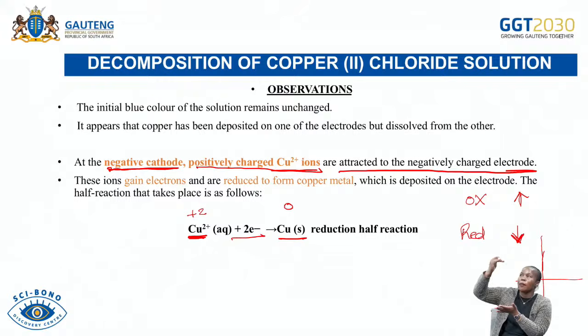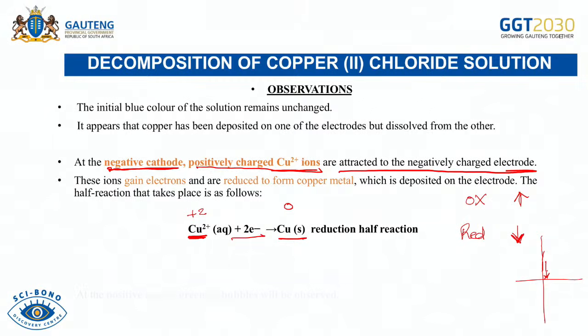The numbers going up are positive 1, 2. So from a positive 2 to a 0, there was a decrease. What does it say? There was what? Reduction. Okay, there's a gain of electrons.